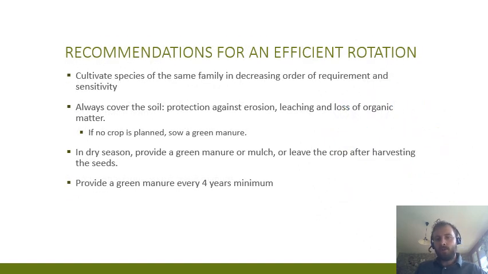A few recommendations for an efficient rotation. We already discussed rotation a bit in the pest management chapter, but you should cultivate species in the decreasing order of requirement in nutrients and sensitivity to disease. You should always cover the soil to protect it against erosion, leaching, and loss of organic matter. If you have no crop in mind, you can sow something, a green manure, to cover the soil, especially in the dry season. And you should plant a green manure every 3 years.